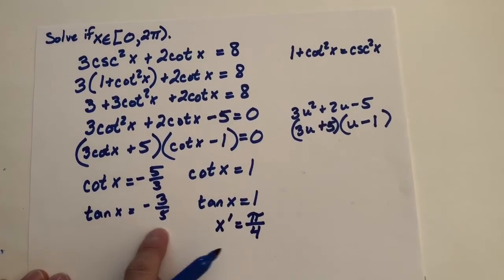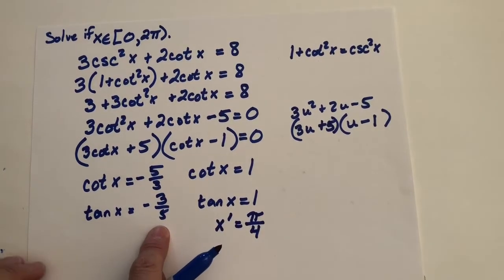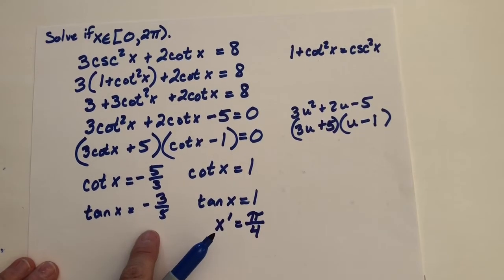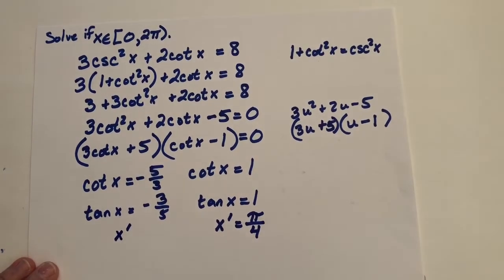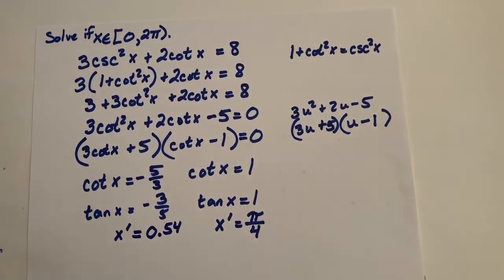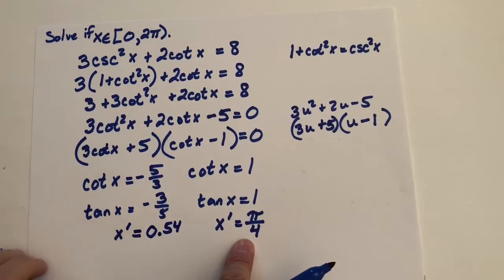For this one, that isn't one of my special angles or a quadrantal angle here, so I would grab my calculator and punch in inverse tangent, and I always use the positive ratio, so the reference angle will pop out right away. So the inverse tangent of 3/5 is approximately equal to 0.54. Let me just double check that. Inverse tangent of 3/5. Yeah, 0.54. So now we throw those reference angles into the appropriate quadrants.